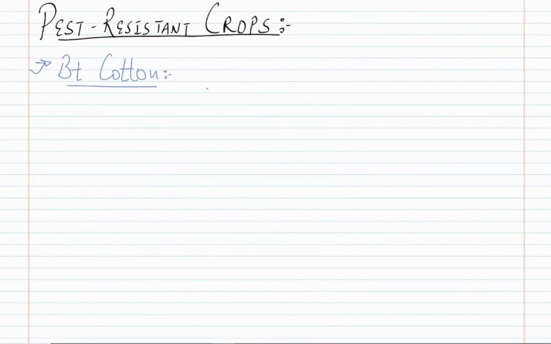In the previous video, we had discussed about the use of genetically modified organisms. In this video, we are going to discuss about resistance against pest, that is pest resistant crops, which are a type of genetically modified crops. Firstly, we are going to discuss about Bt cotton. The term Bt stands for Bacillus thuringiensis.